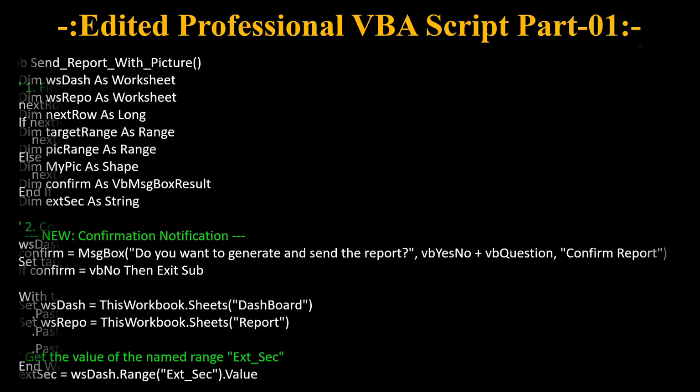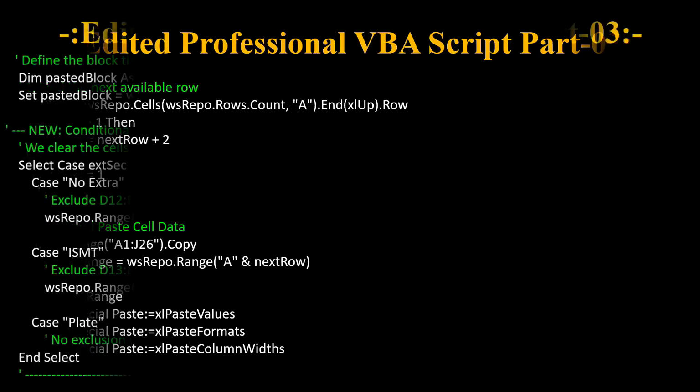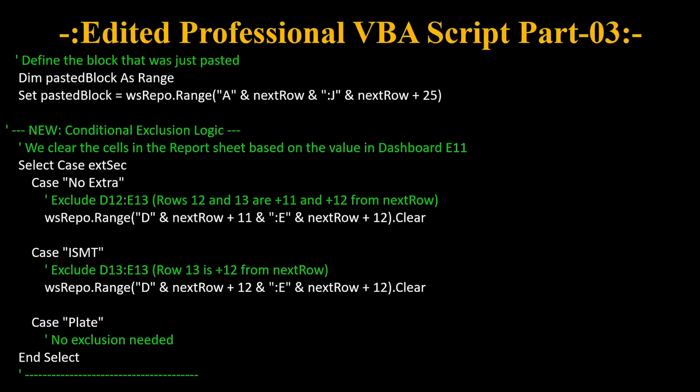Part 2. Intelligence and Efficiency. Unlike the recorder, this script is intelligent. It automatically finds the next available row on your report sheet, so you can stack multiple designs without overwriting your work. We use the With block here to paste values, formats, and column widths all at once, making the code much faster.